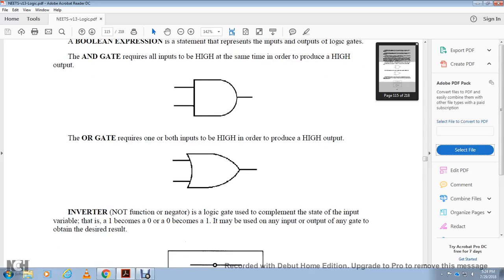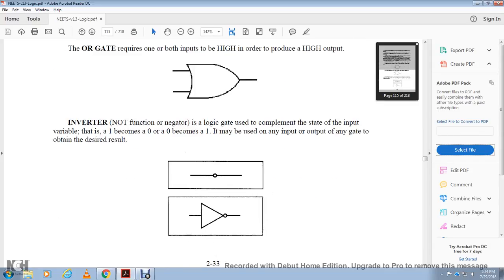The inverter functions as the complement, or negation, of the input variable: the input 1 becomes 0, and 0 becomes 1. The AND gate output is the same as the desired result.